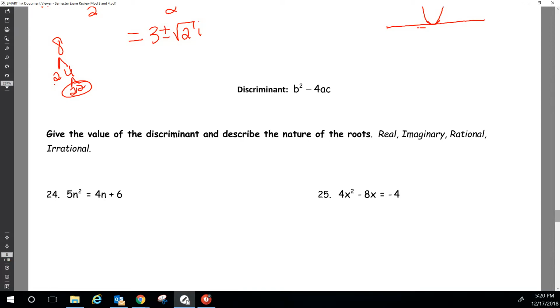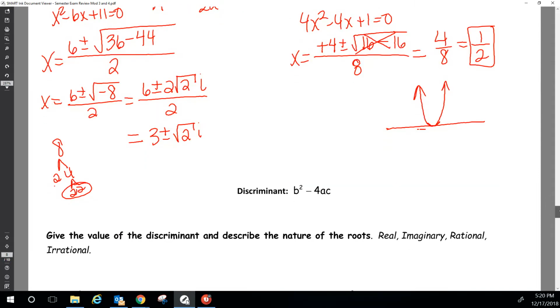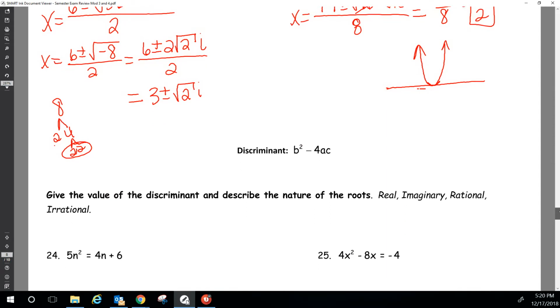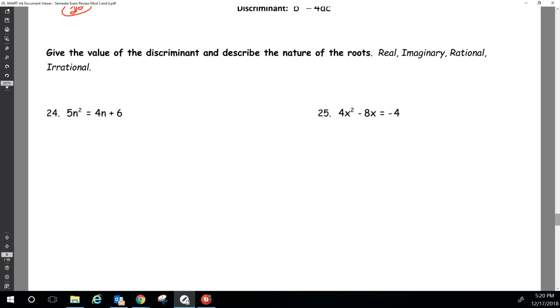If the discriminant is 0, as you just noticed here, our discriminant was 0 and we had one solution. If it's a negative number like we had here, you end up with two imaginary solutions, not irrational, imaginary solutions. If it is a positive number, but not a perfect square, you'd have two irrational, which means you're going to have a square root sign in there. And then if it's a perfect square under there, then you would have two real solutions.